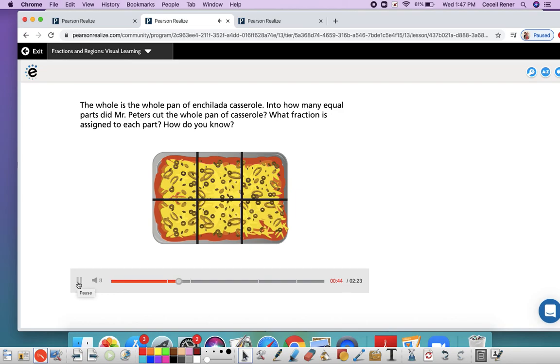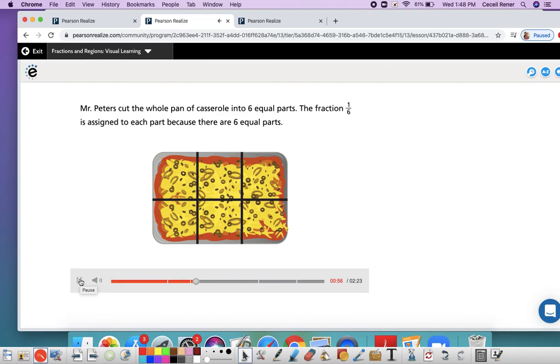Into how many equal parts did Mr. Peters cut the whole pan of casserole? What fraction is assigned to each part? How do you know? Okay, so how many parts did Mr. Peters cut the whole pan of casserole? So let's count them. 1, 2, 3, 4, 5, 6. So he cut them into 6 pieces. What fraction is assigned to each part? 1/6. That's what we would say. And how do we know? Because there are 6 equal parts. So it's 1/6 because there are 6 equal parts.